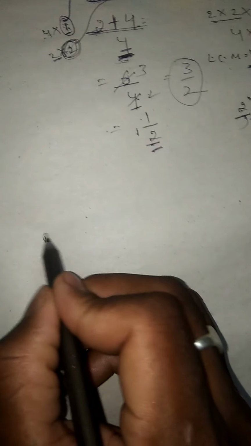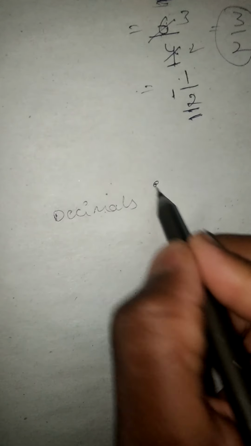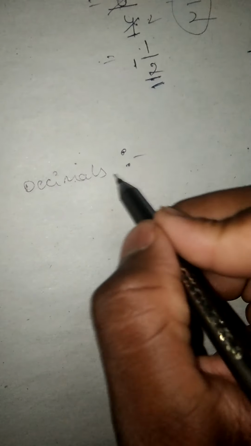Now comes to the decimal. What is meant by decimal? The term decimal means the number which is written in points, and it is called a decimal.